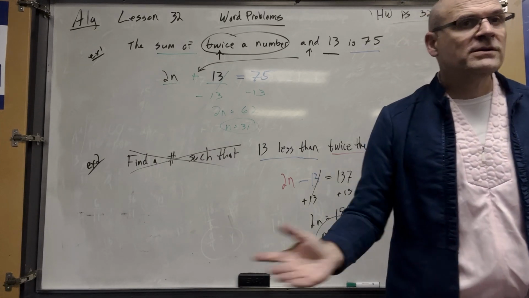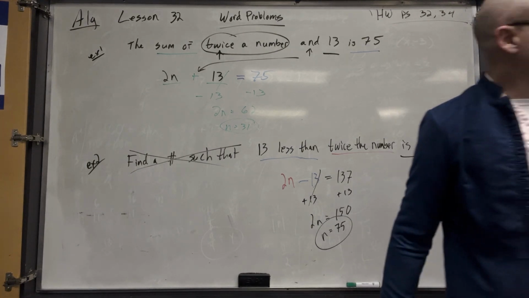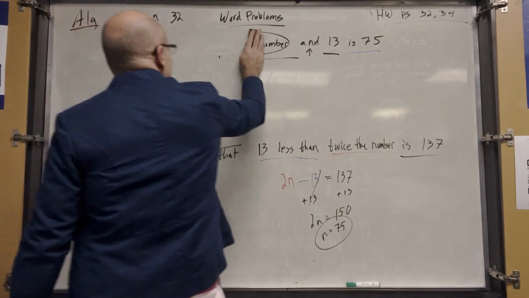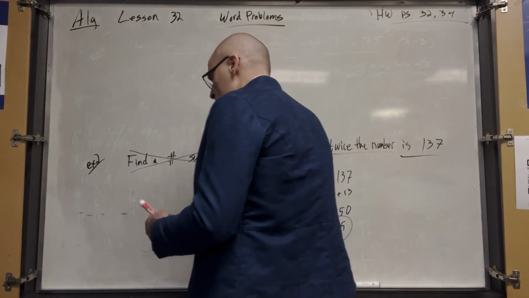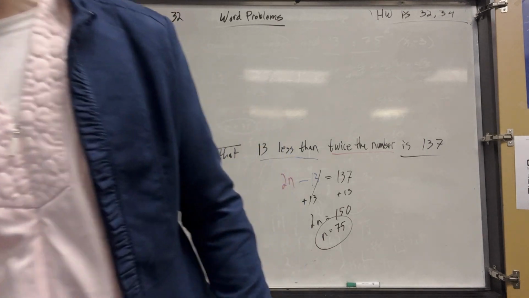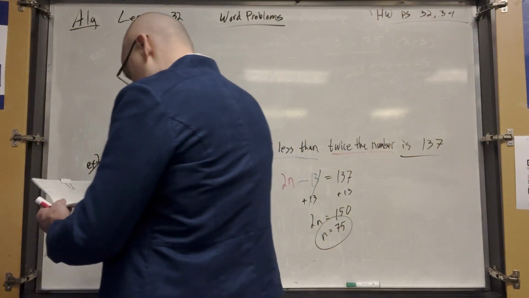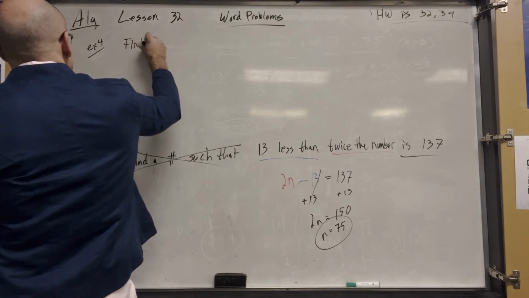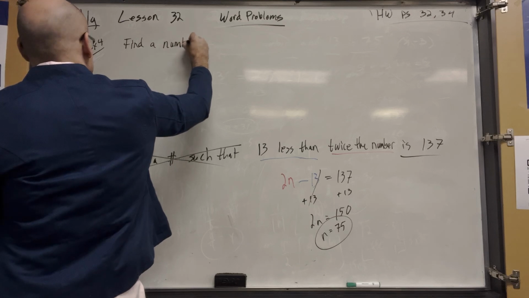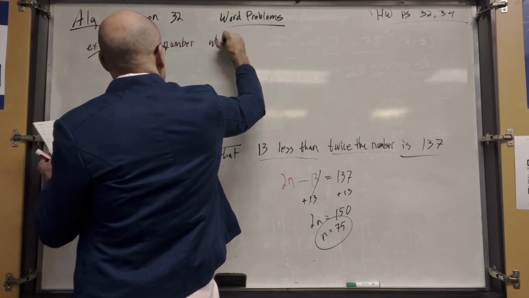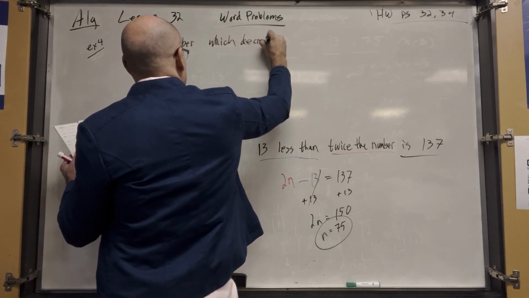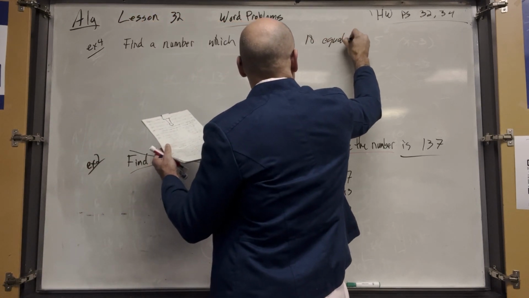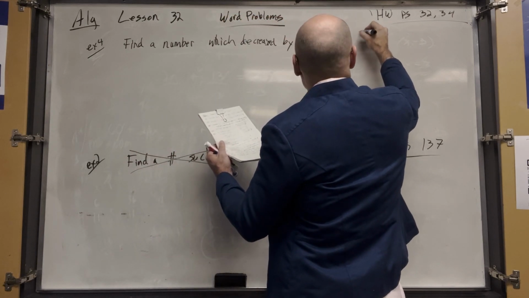Okay, so far so good? All right, let me skip down a couple examples and complicate it. See if you guys can stay with me. So I'm skipping example 3. Uh-oh, I'm going right to example 4. Don't be scared. Example 4 says, find a number which decreased by 18 equals, oh, there's an easy word to translate, 5 times its opposite.